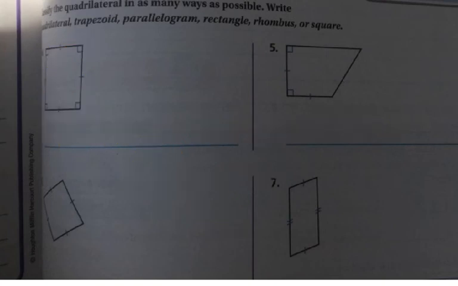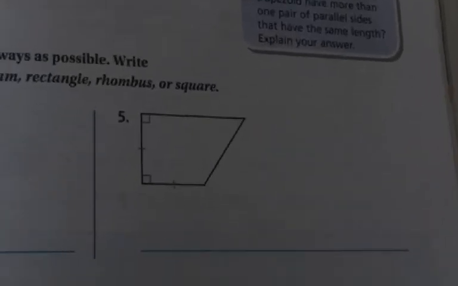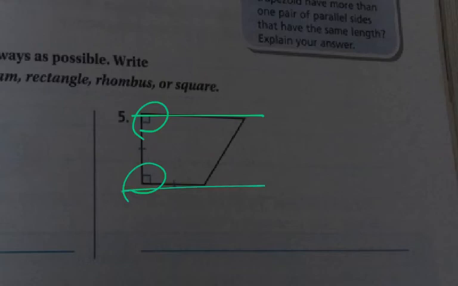Let's look at number 5. Number 5 only has 2 right angles, but these are parallel. So I know it's going to be a quadrilateral because it has 4 sides, and a trapezoid because it has 1 pair of parallel sides.